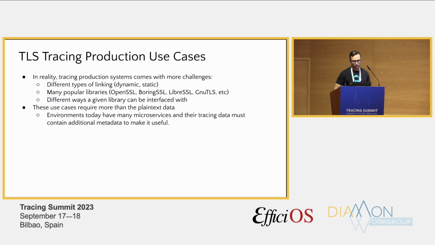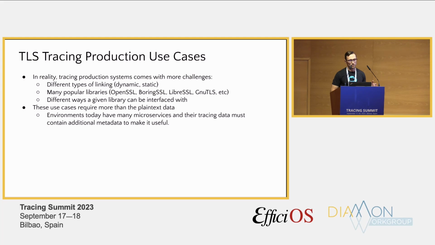So now we have that overview. While triggering on those functions gives us access to the plain text, in reality, production systems come with more challenges. The TLS libraries can be linked in different ways. There's also a variety of popular libraries, and ideally we'd be able to cover as many use cases as possible. And even how you use the TLS library can create tracing challenges, which we'll talk more about later. So just accessing the plain text is just part of the story.